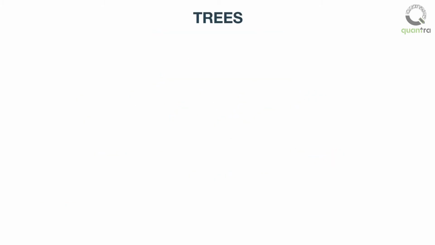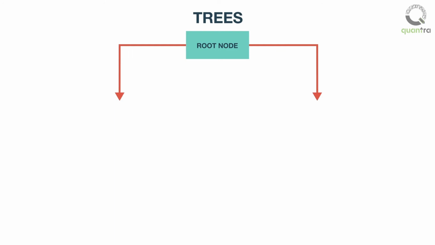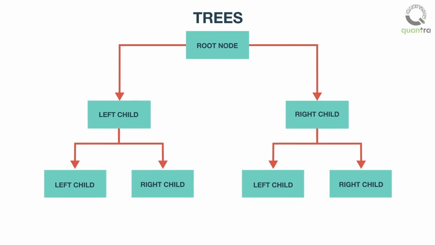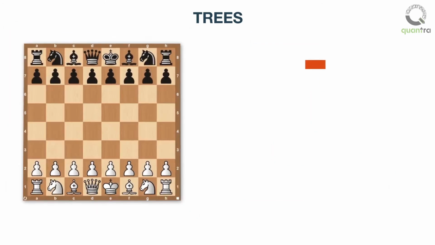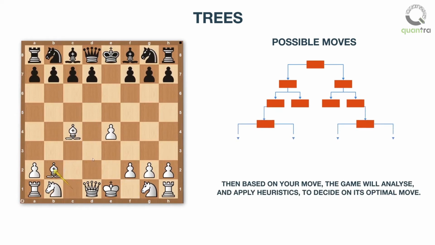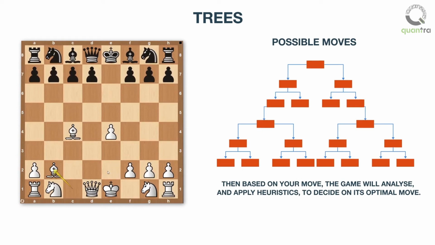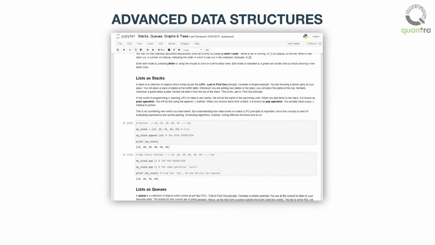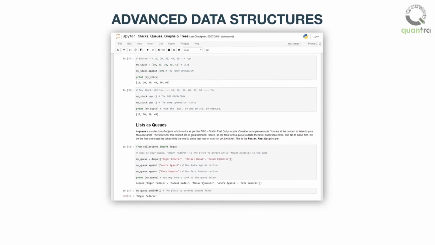Further, lists can also be used as trees. Trees are majorly used in the gaming world for executing scenario-based analysis. For example, in chess, a huge tree structure is built with all the possible moves. Then based on your move, the game will analyze and apply heuristics to decide on its optimal move. But more of this in the IPython notebook.